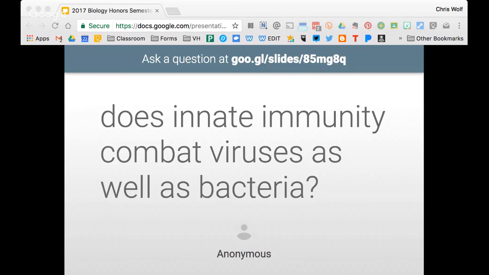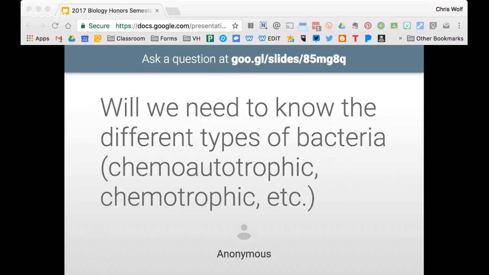Well, we need to know the different kinds of bacteria, chemotrophic. I would be familiar with the terminology. Basically, if you know what the words chemo, auto, hetero, and photo mean, you should be able to figure out what kind of bacteria those are.